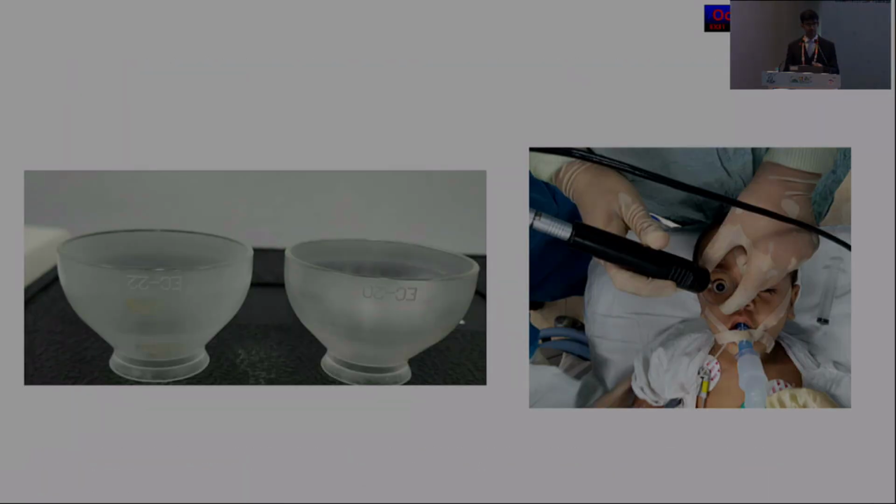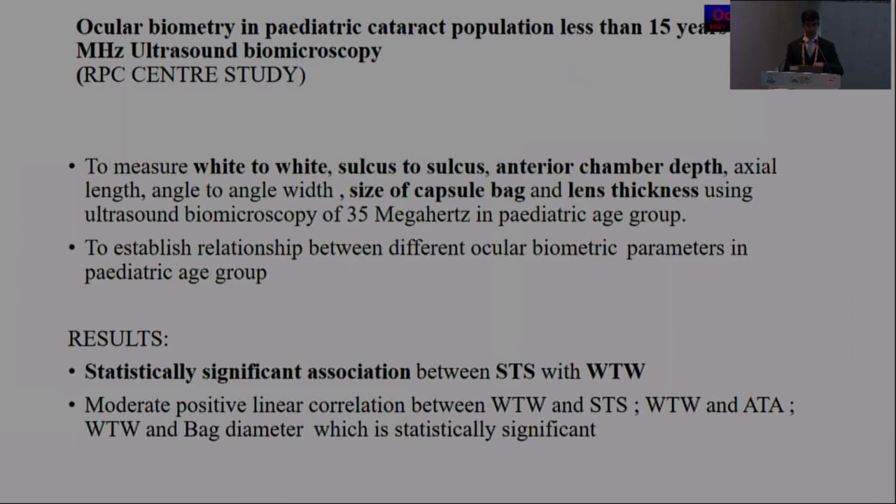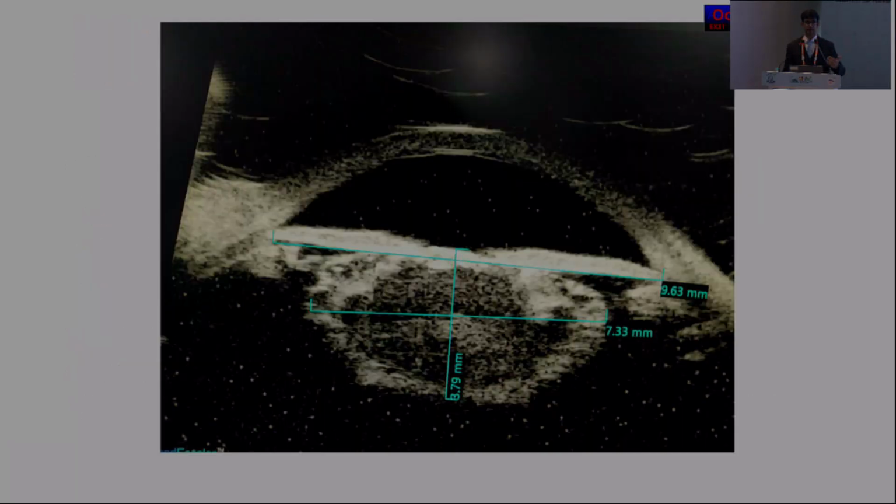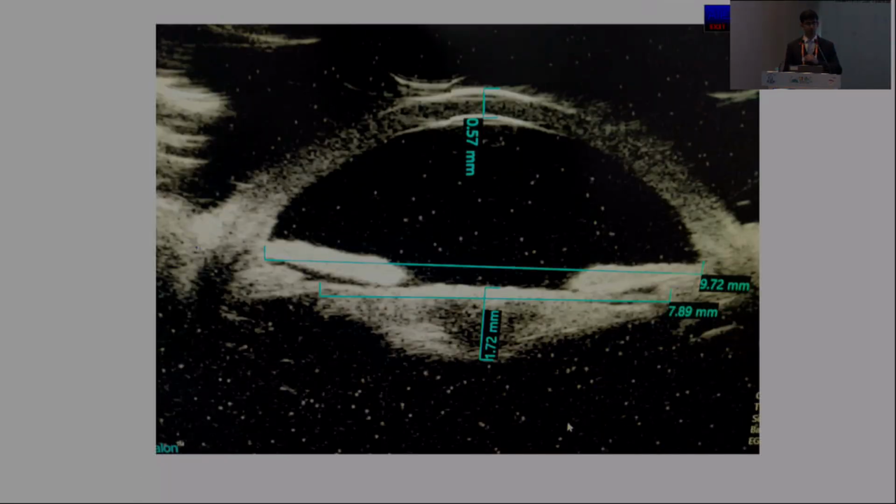This is our UBM setup. In a water bath, we put the UBM probe and assess. It also gives us an idea about the white to white. Depending upon the white to white, we can determine whether we have to put an IOL or not. This is a UBM of a cataractous lens. And again, I'll show you a partially absorbed cataractous lens where most of the lens matter is reduced. There can be a posterior capsular defect, so we may have to use a multi-piece lens in such a case.